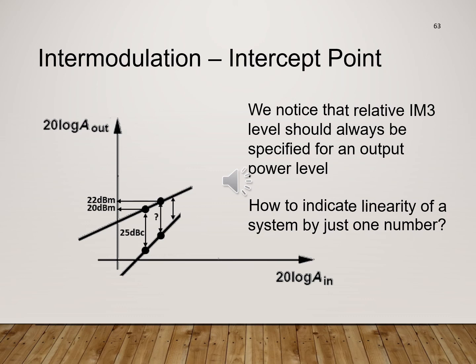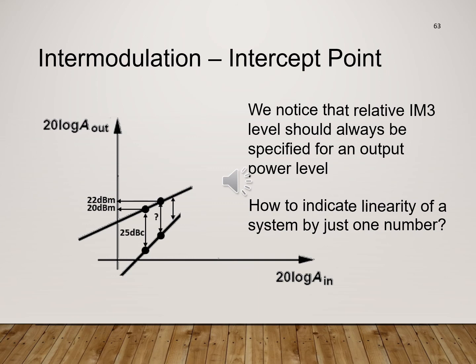If I ask you to find the third intercept point, you have to draw one line for the linear amplified signals at the input tone frequency, and then another one for the third nonlinear product. If I ask you to find the second intercept point, you have to draw the line for the linear amplified signal at the input tone signals with the second nonlinear product.